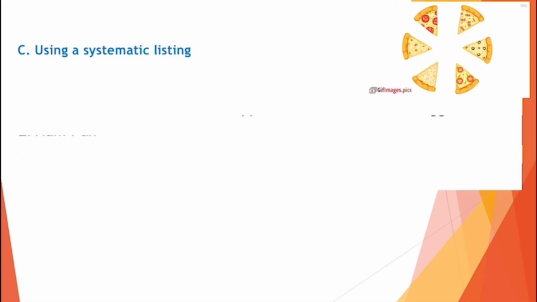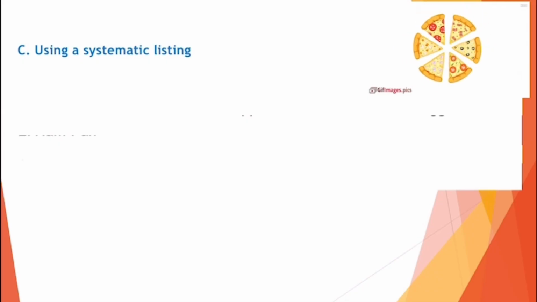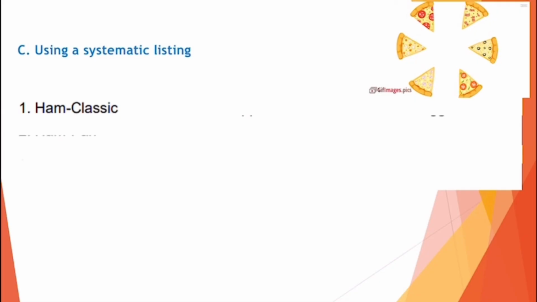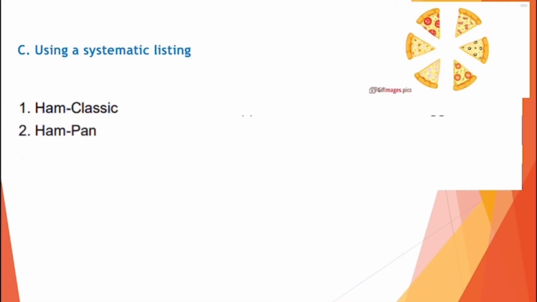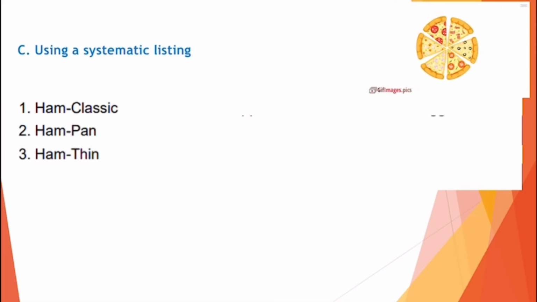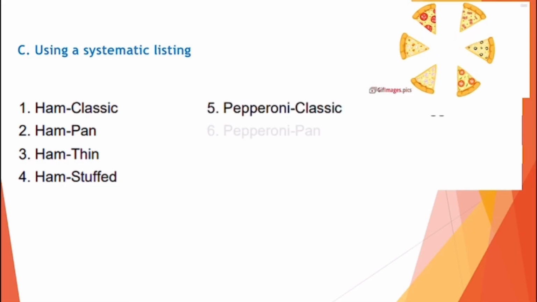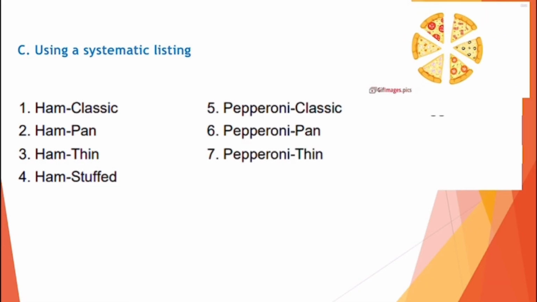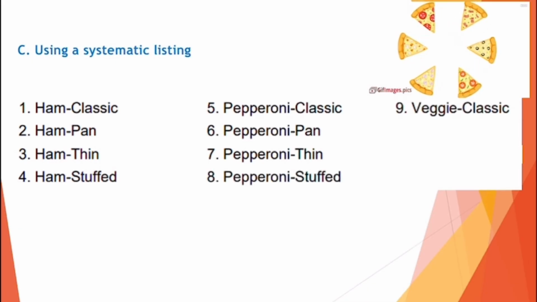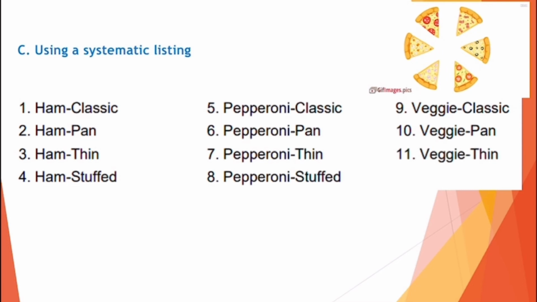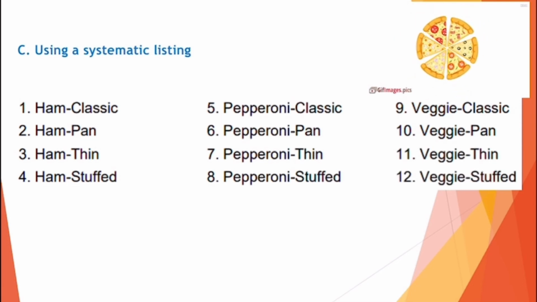Given the choices, which are the 3 kinds of toppings and the 4 kinds of crust, you just list the following choices. For example, we have ham classic, ham and pan, ham and thin, ham and stuffed. Pepperoni classic, pepperoni pan, pepperoni thin, pepperoni stuffed. Veggie classic, veggie pan, veggie thin, and veggie stuffed.